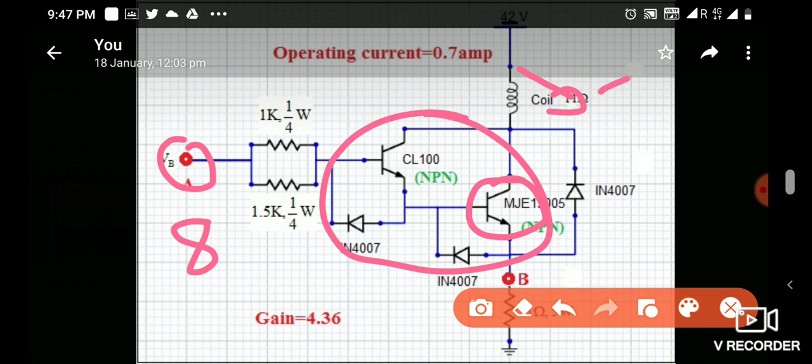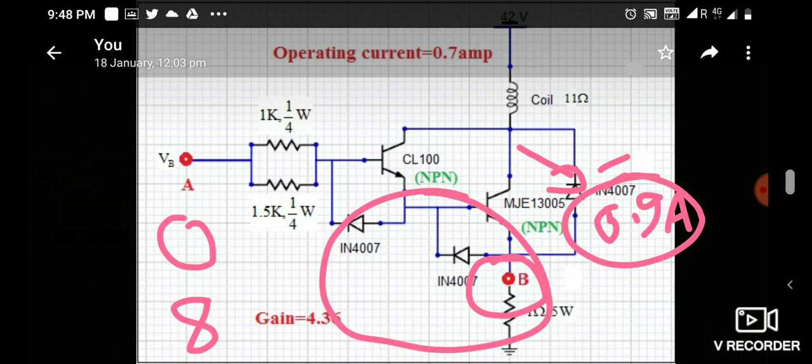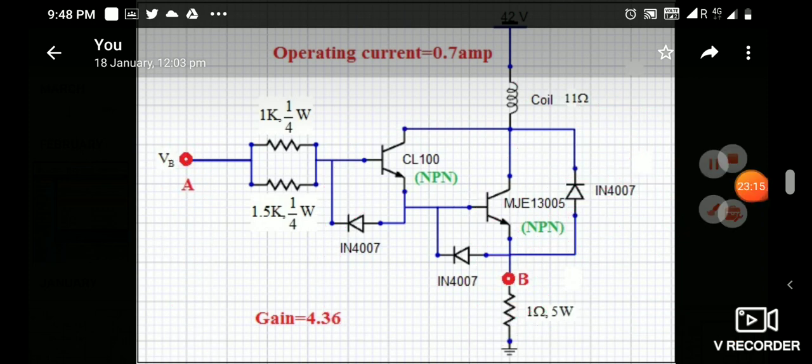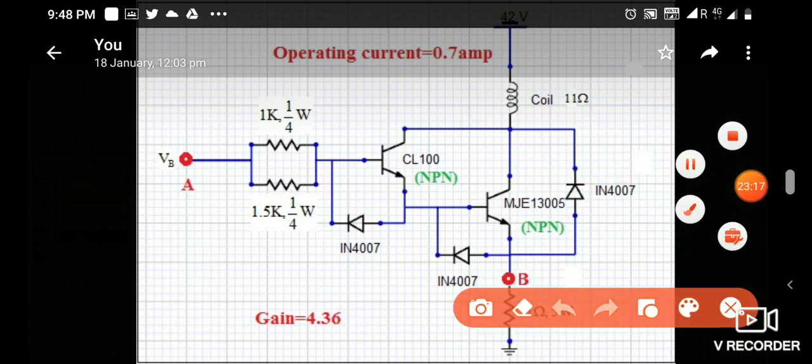So this current we need is 0.9 ampere for the flat plate. We already know 0.9 ampere, it is coming from the current air gap plot. We require this current at the stable levitated position. So who will provide this current? This transistor will provide this current.